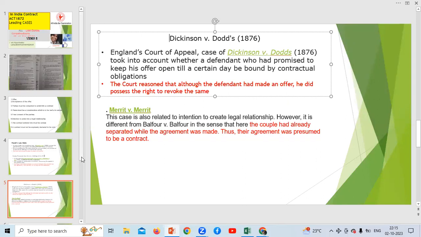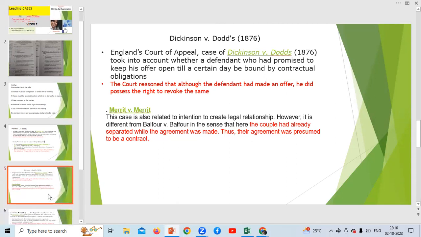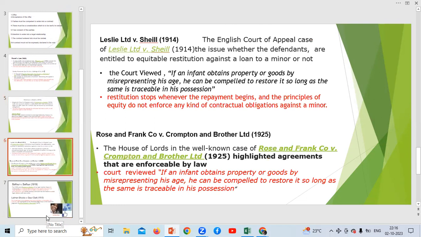Thus, their agreement was presumed to be a contract. कारण ते अग्रीमेंट नव्हतं, इंटरनल किंवा ती अरेंजमेंट नव्हती हजबंड अँड वाईफ मधली. So that their agreement was presumed to be contract. We will go for the next at least 10 questions we should discuss.